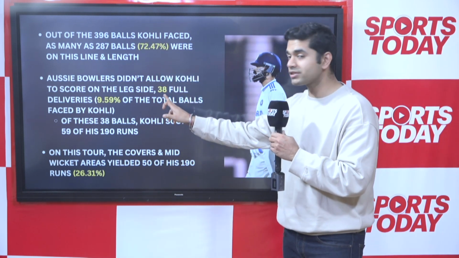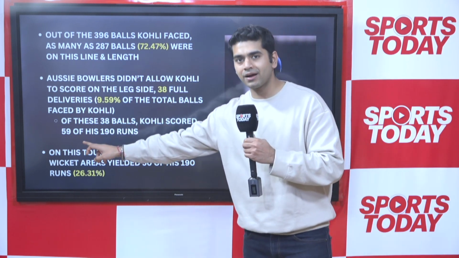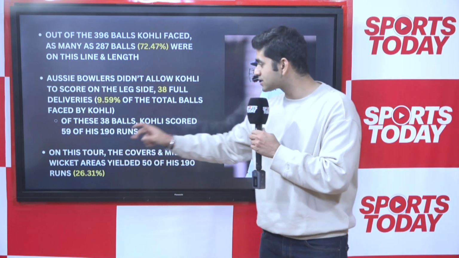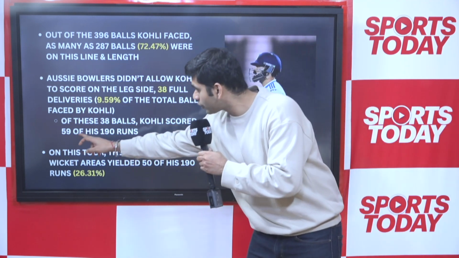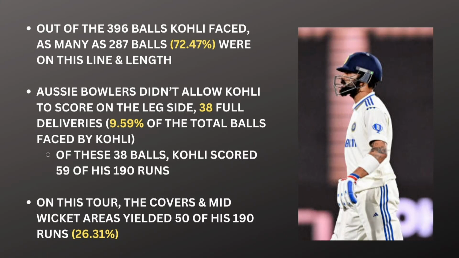38 full length deliveries that he got, and what did Virat Kohli do over there? He scored 59 runs in those 38 deliveries. That's how. Now 59 of the 190 runs that Virat Kohli scored were from full length deliveries, and if you look at the strike rate, it was much better when he got fuller length deliveries. But the Aussies were sure of what the plan was.